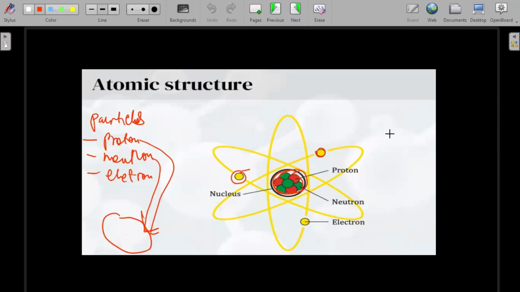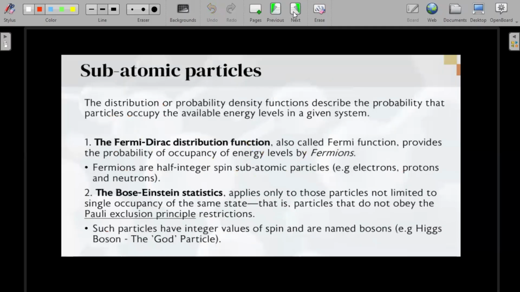So you find that in this energy level, you actually have orbitals. Orbitals are where these particles, the electrons, are going to be found. And these particles are going to be half spin. You find that one is going to be facing up and the other one is going to be facing down, like that. And we are saying the probability of us finding these electrons in an energy level is what we call the Fermi function.